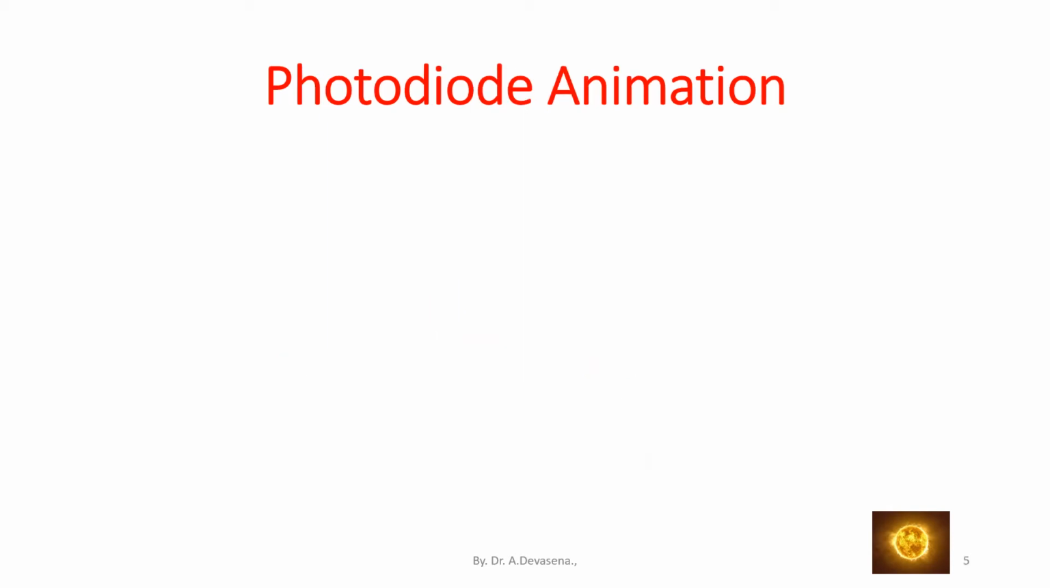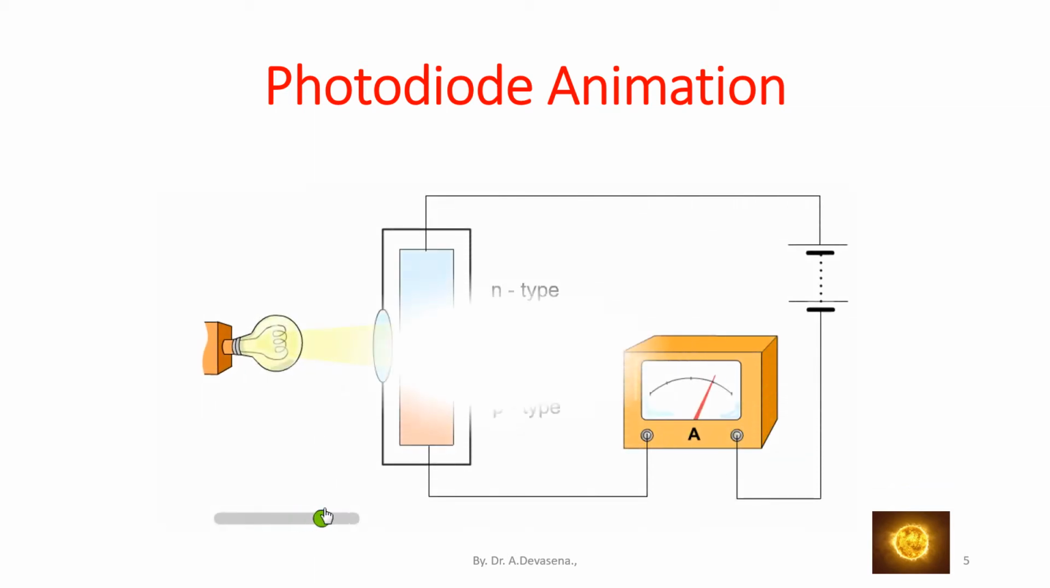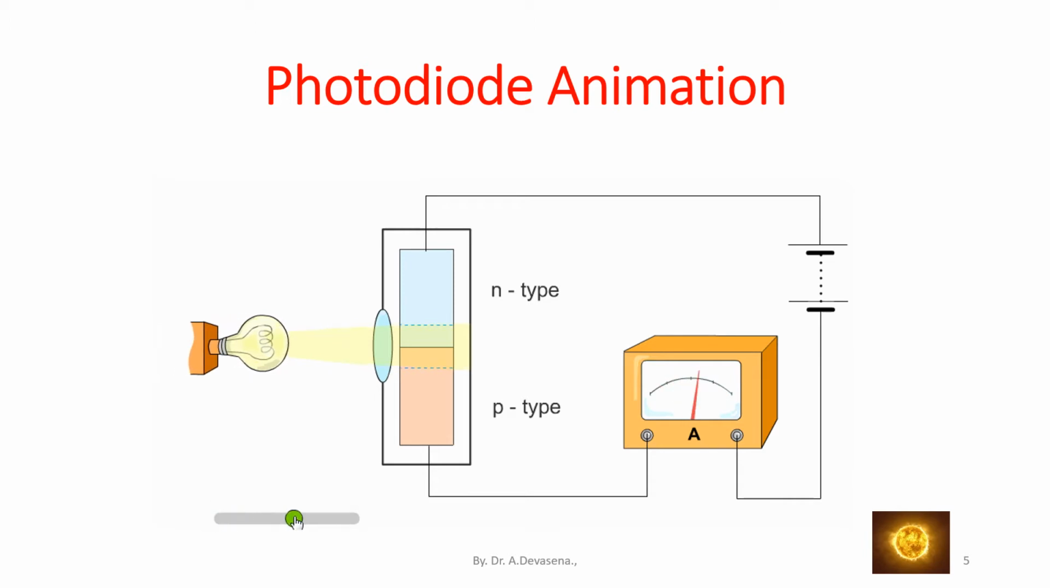Photodiode animation is shown here. In this representation, the light is falling towards the photodiode, the p-n junction. If the light is falling towards the p-n junction diode, means current is flowing through the circuit. If the light is taken away from the p-n junction diode, means there is no flow of current. This is represented in this animation. When the light falls on the p-n junction diode, means reverse current increases, and that makes the flow of current.